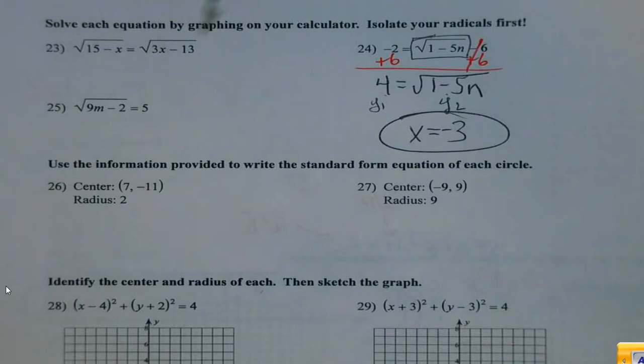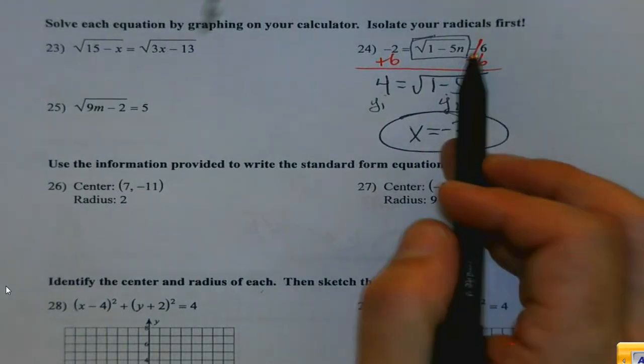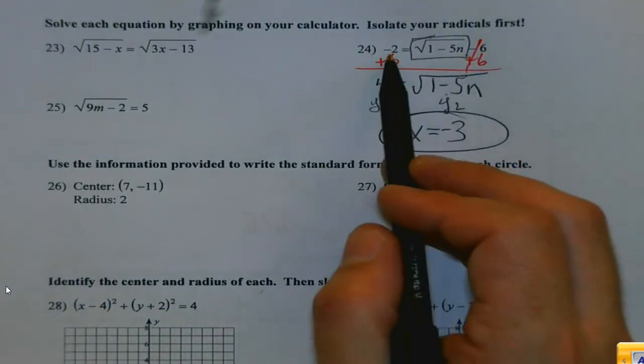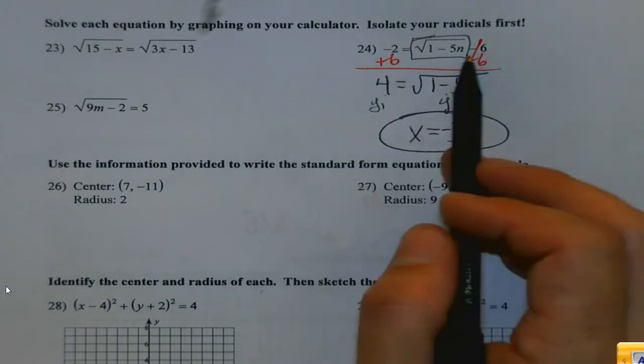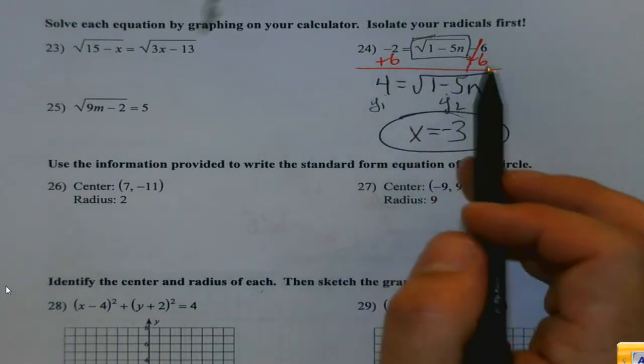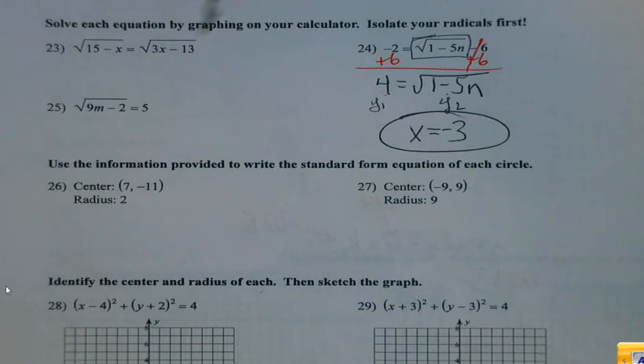If you moved the 2, you'd have everything on this side. So I guess your first line would be 0. And then over here, you'd have the square root of 1 minus 5n minus 4. There's so many things that can go wrong with that. If some of you want to go rogue and do your own thing, you can.